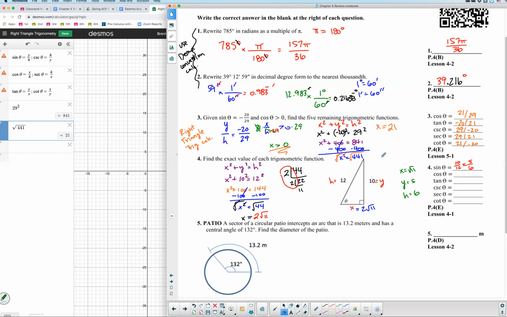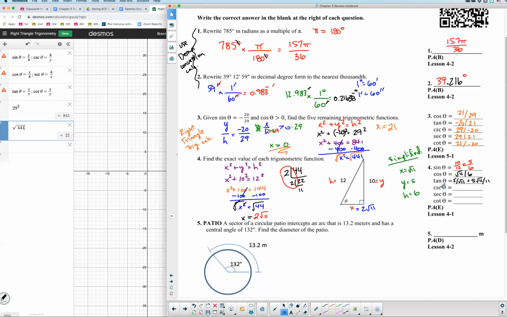So I'm going to reduce or simplify. Let me write it this way, simplified. These are my simplified values here. And so cosine will be x over h, so square root 11 divided by 6. Tangent is y over x, so it'd be 5 over square root 11, which will equal, when you shoot that square root up, 5 square roots 11 divided by 11.